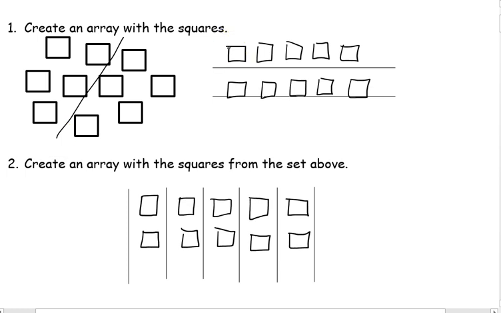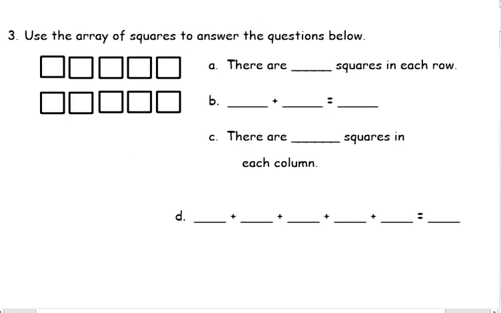And you can see my 2 arrays are the same, but I would describe my first array as 2 rows of 5 and my second array as 5 columns of 2. In the next section, we're going to answer questions about the array we've been given.